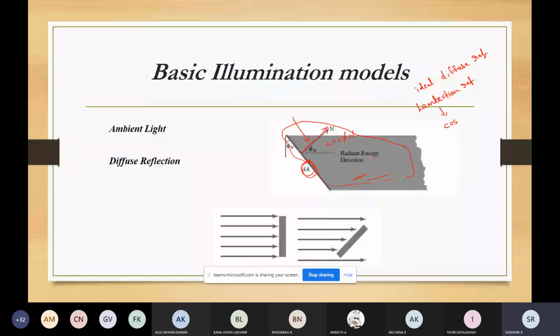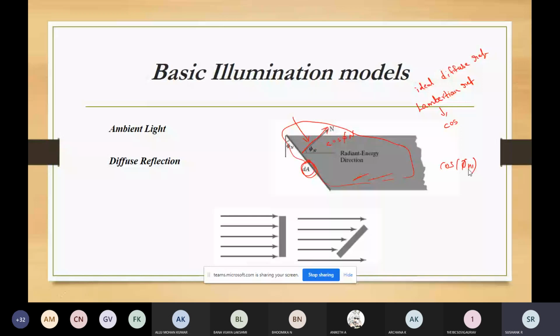So the amount of energy coming from the small surface dA in the direction phi n relative to the normal is proportional to the cosine of this angle. That is what the Lambertian cosine law states.